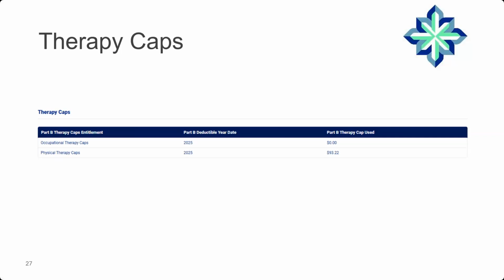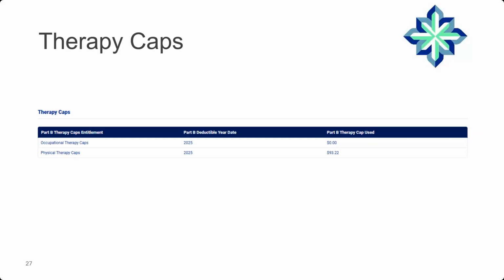Therapy caps. This can provide information regarding a beneficiary's therapy service threshold. Prior to 2018, there were financial caps put on therapy services, but the Bipartisan Budget Act changed this so that beneficiaries could receive the care they needed. These are now referred to as therapy thresholds or KX modifier thresholds. Now, this tab lists the type of therapy, the deductible year, and amount applied towards the threshold.